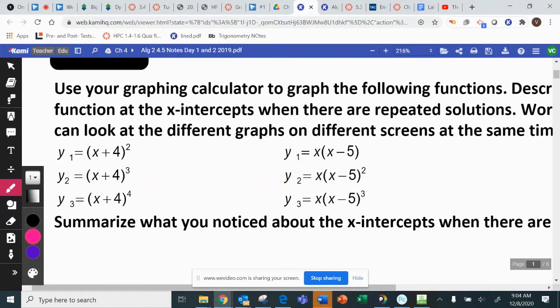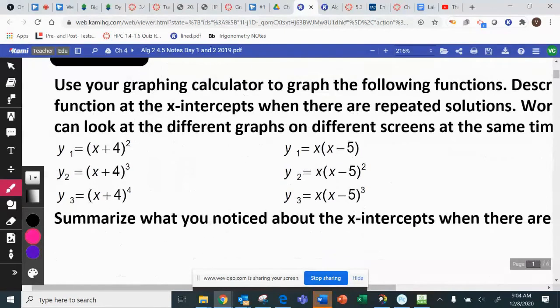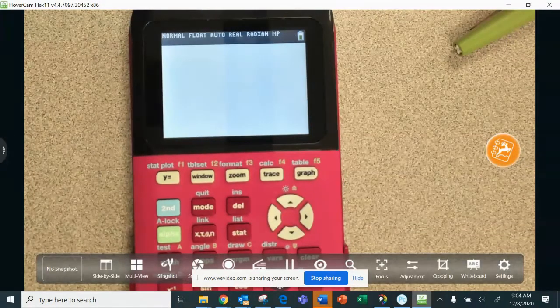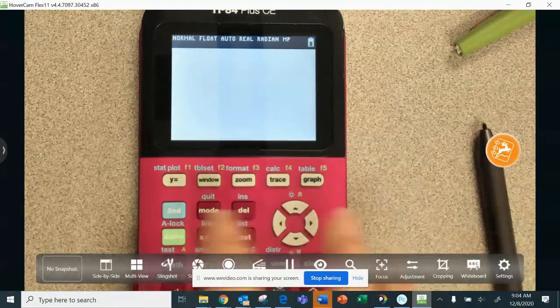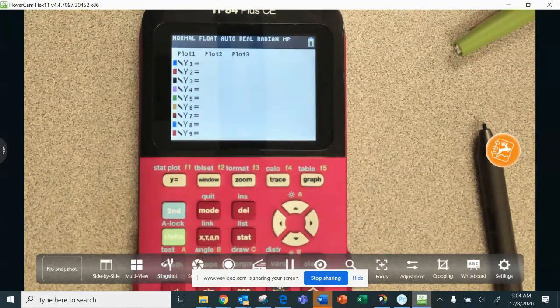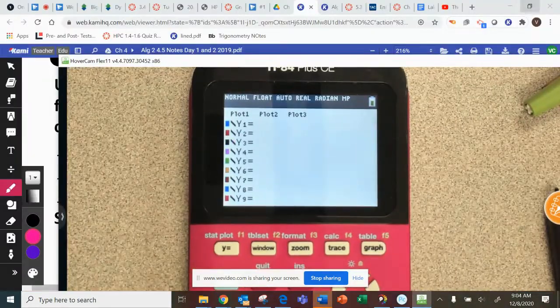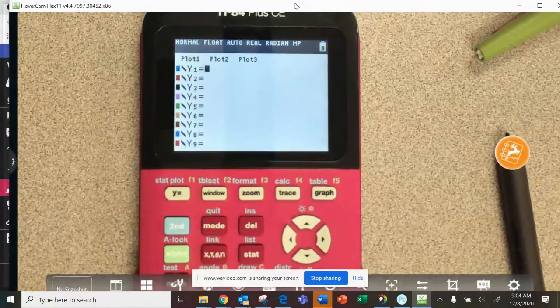Alright. So the 4-5 notes, we're going to start out by messing around with our graphing calculator. So I have my graphing calculator here as well. I want you guys to go to the y equals. Let me see if I can kind of dual screen this up here.